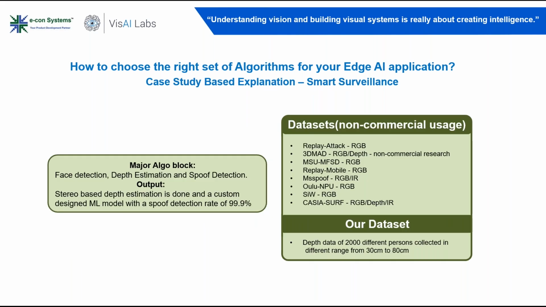This particular slide talks about a smart surveillance solution, which we have developed for our customer. As could be seen, most of the data sets which we could find on the internet were non-commercial data sets. So we had to develop our own data set, and we had to follow the process called data augmentation. We had to collect 2000 different images, and we had to perform the data augmentation, which I described as the first step when I started explaining about algorithm development.